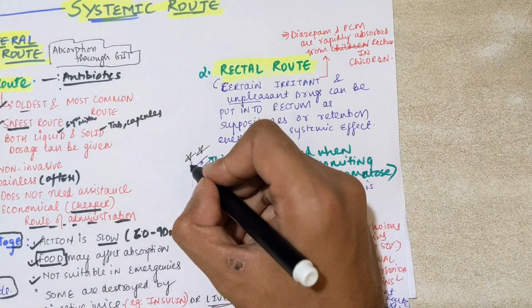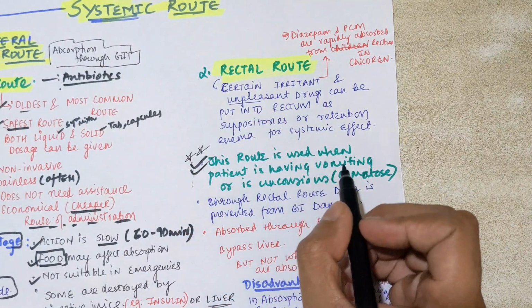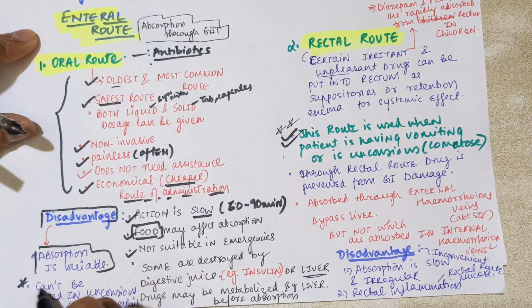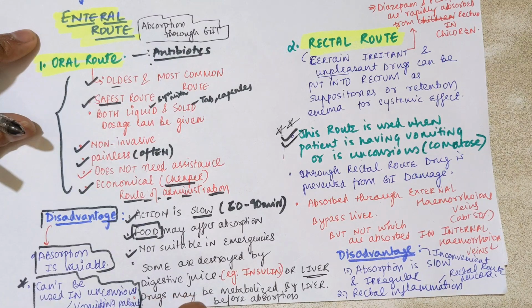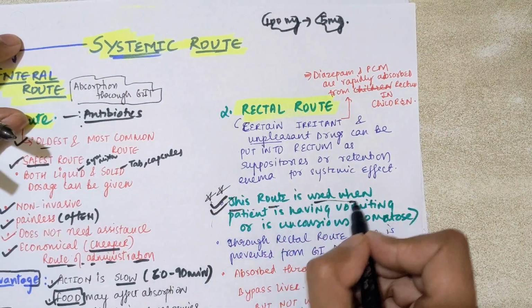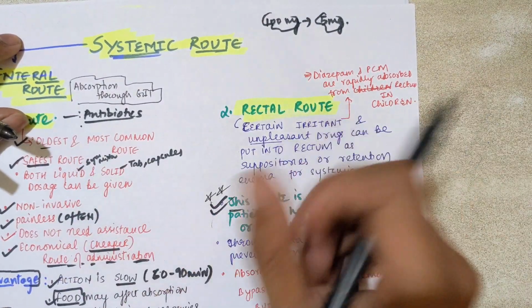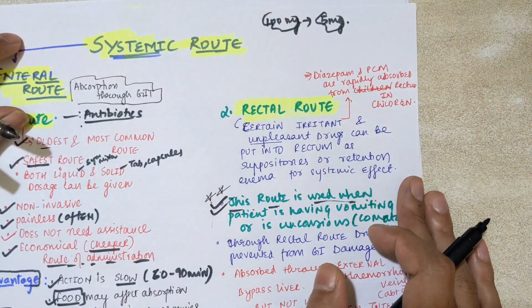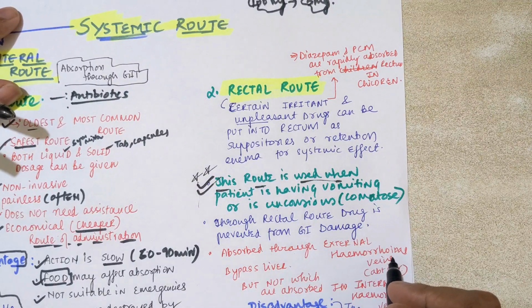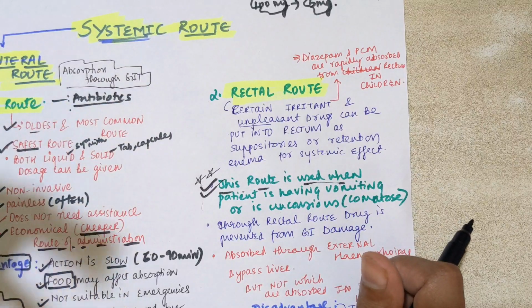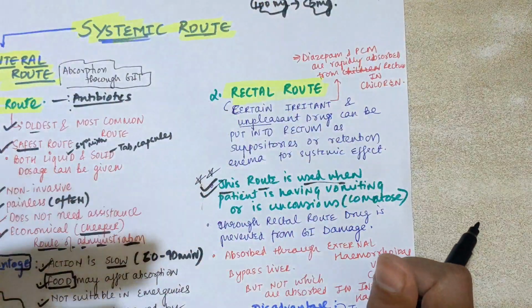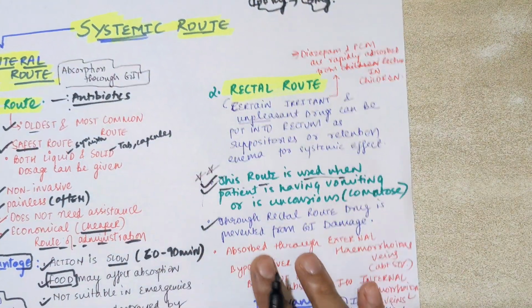And the important point in this case is that this route is used when the patient is vomiting or is unconscious. I told you this is one of the disadvantages of the oral route, and if this problem is there in the patients, then we prefer the rectal route. This is the main advantage of this route. If the patient is comatose or unconscious or vomiting frequently, then we use the rectal route for the administration of drugs. And through the rectal route the drug is prevented from GI damage, as the drug will not go inside the gastrointestinal tract, that is stomach and intestine. So this is one of the advantages of the rectal route.